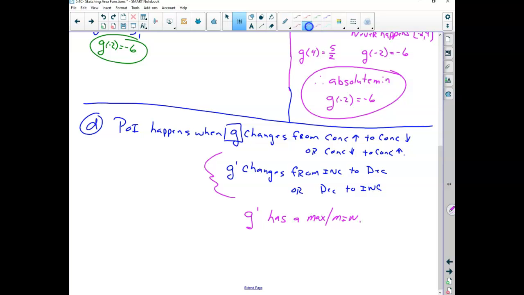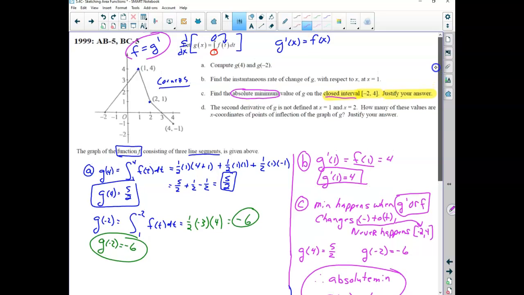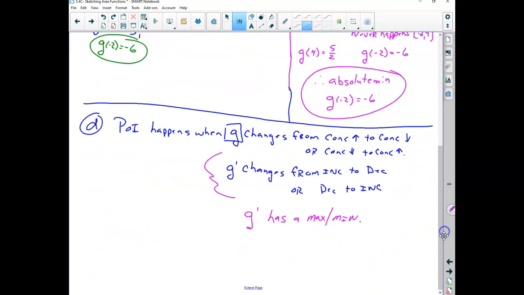Now they're only asking me at 2 points, aren't they? Okay, the second derivative of G is not defined at x equals 1 and x equals 2. How many of these values are x coordinates of points of inflection on the graph of G? Well, check it out. This is G prime, and right here at 1, I can see G prime is increasing to decreasing. Therefore, I definitely have a point of inflection.